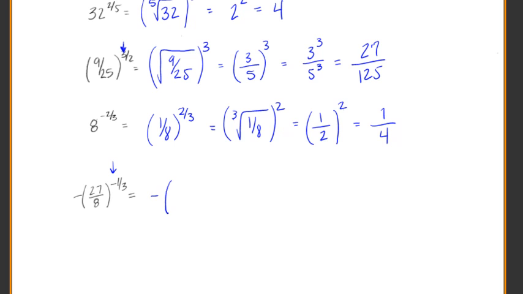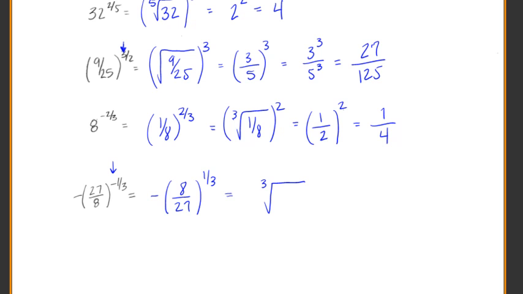To make that positive, all I'm going to do is take the reciprocal of my base. Notice your base is not really this negative out front. The base is what's in parentheses, because that's what's to the power. The base is 27/8. So I'm just going to take the reciprocal of that base and write it as 8/27. And again, now we're going to write a radical. So it's the cube root.